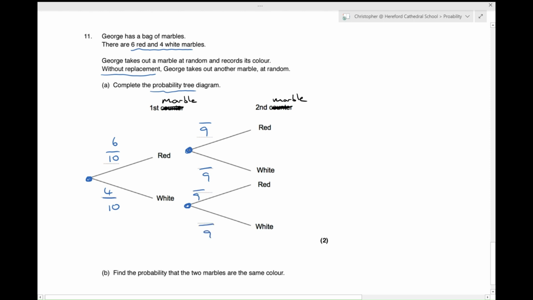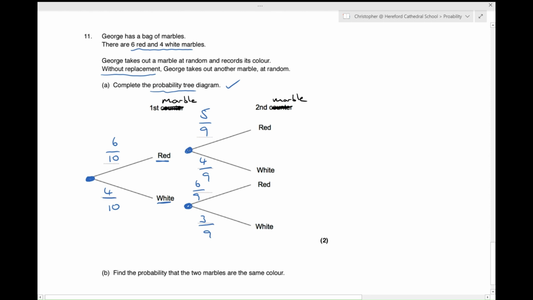If the first one he takes is red, then after taking that marble out, there are going to be 5 red marbles left in the bag and 4 white marbles. There were 6 red marbles, but of course he's taken one out. If the first marble he takes is white, then there are going to be 9 marbles left in the bag, but only 3 of those will be white now, because he's taken out a white already, and 6 of them will be red. There's the probability tree diagram complete.